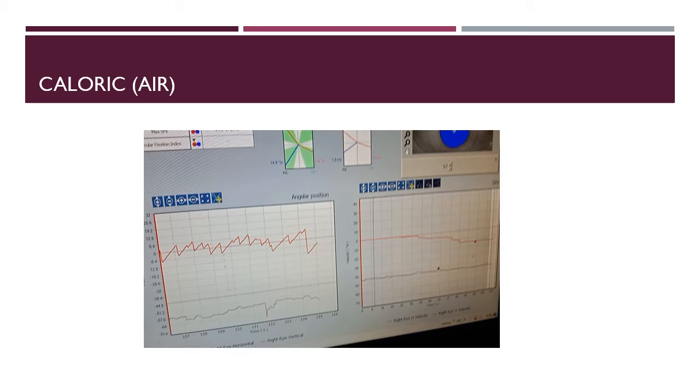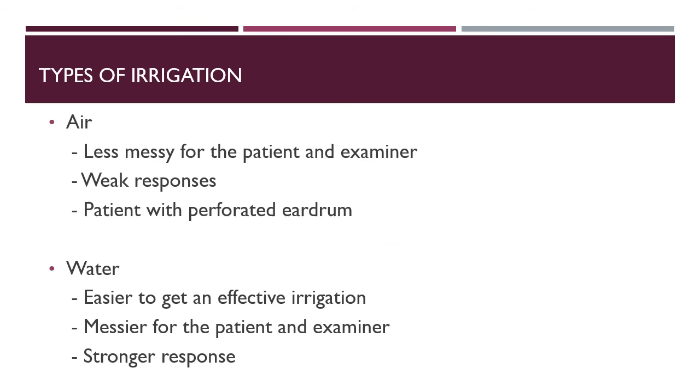As we can see here is an example of the caloric testing screen in our software during the irrigation for right cool air. We can see the nystagmus is beating to the left for right cool air irrigation. After all four irrigations are completed, we can examine and edit the trace where necessary.